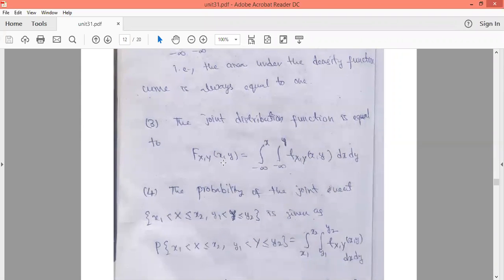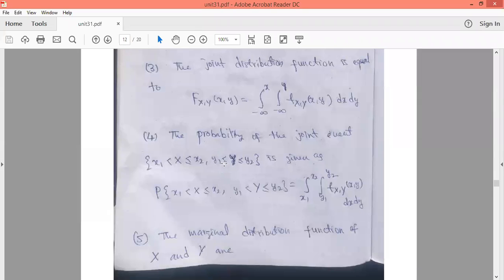And the third property gives the relation between the density function and the distribution function. What is the joint distribution function? The joint distribution function is the integral of the density function. Since it is a function of two random variables, we have to do integration two times here.